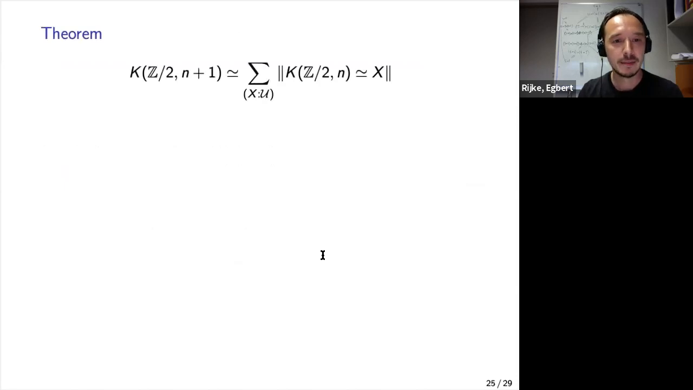And the theorem is a recursive formula for saying what KZ mod 2 is. The recursive formula is that K Z mod 2 n+1 is equivalent to the type of all K Z mod 2 n's. And this one I would like to prove, and that will be the end of my talk.